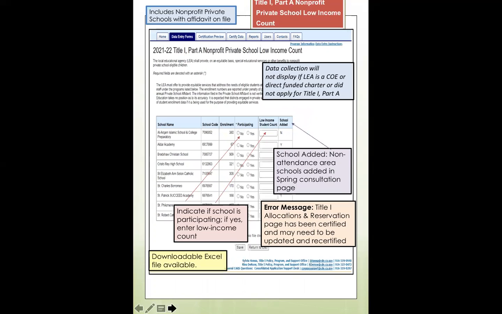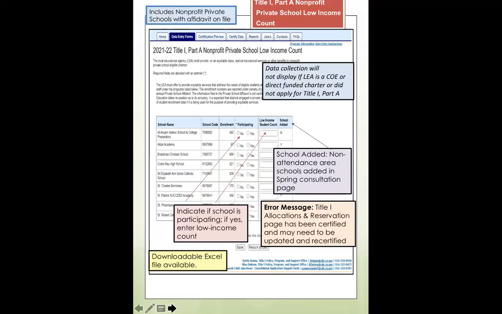The first page is the report of low income counts for participating private schools. And this is only applicable if you get Title I funds. For large districts, there's a downloadable file you can use. So if that's helpful to you, there's instructions about that. Enrollment numbers, again, are based on the private school affidavit, and you're going to enter the low income count based on what you determined in consultation you're using for your low income count for your private schools.